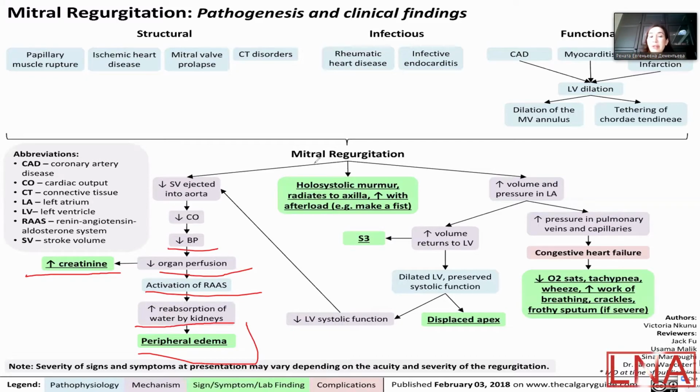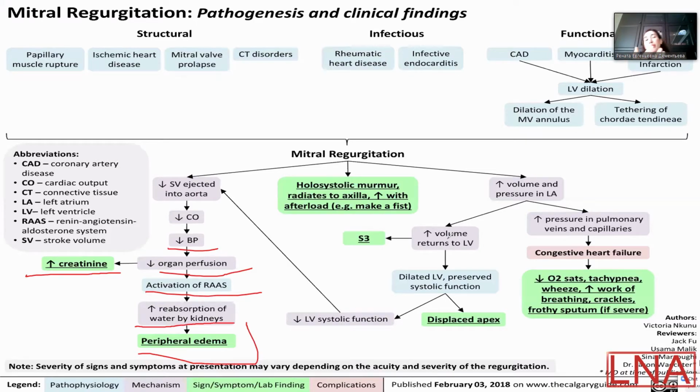About mitral regurgitation, about auscultation symptoms. It's called a systolic murmur. The systolic murmur is caused by blood flowing back during the systole, radiated to the axilla, and increasing with afterload, and it is the first sign. Mitral regurgitation leads to increasing volume and pressure in the chamber of the left atrium. It leads to increasing volume returning to the left ventricle, which is the moment of formation of S3 or the third cardiac tone.